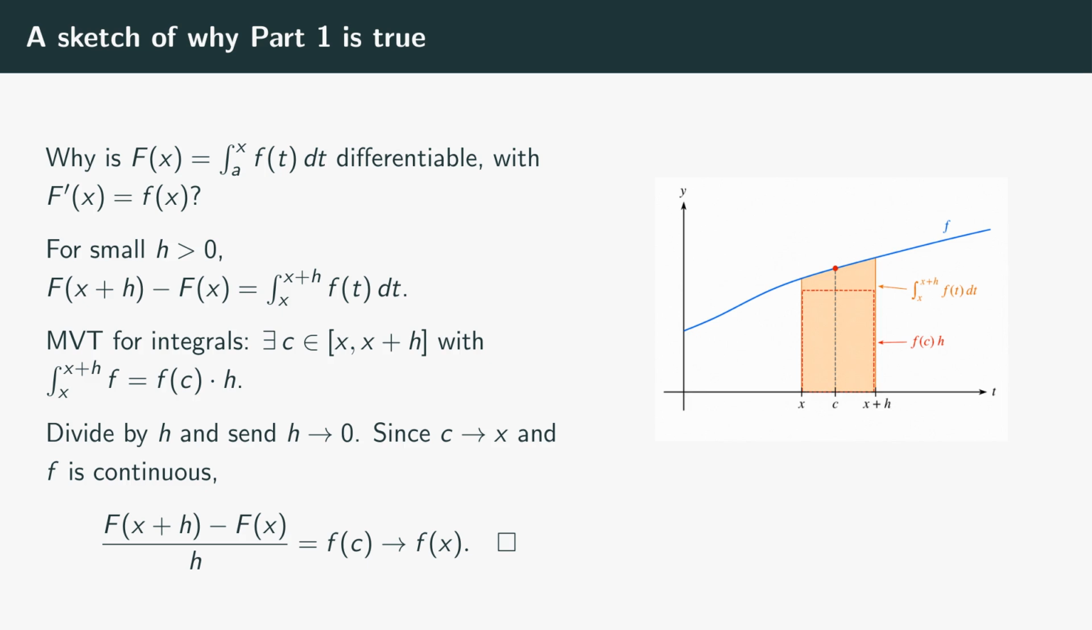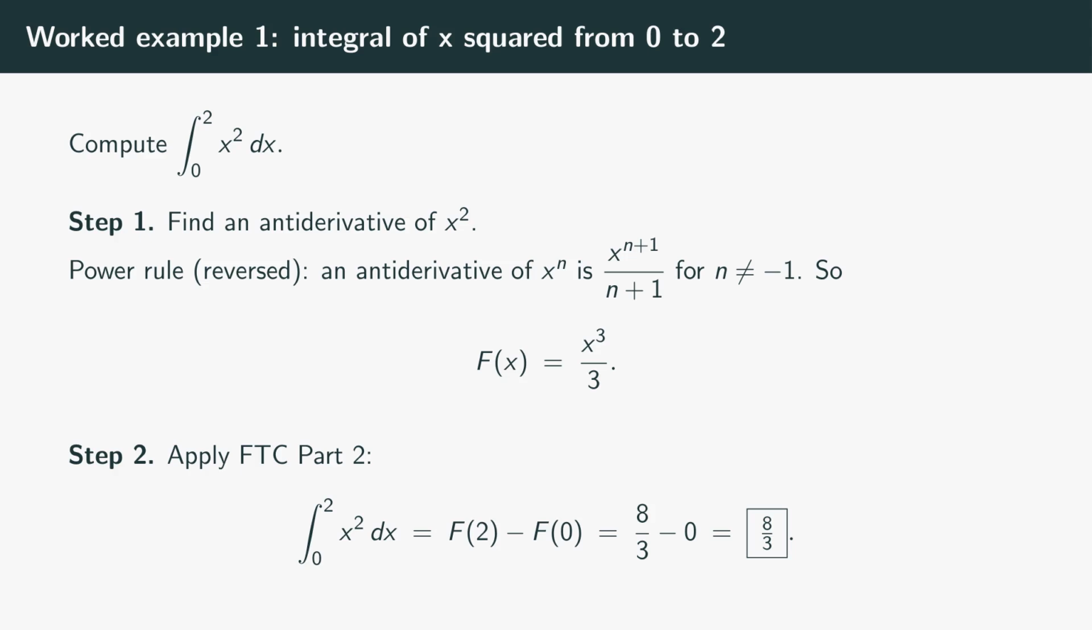3.5 centuries later. First example. Compute the integral from 0 to 2 of x squared dx. First, we need an antiderivative of x squared. The power rule for derivatives says the derivative of x to the n is n times x to the n minus 1, so running that backwards, an antiderivative of x to the n is x to the n plus 1, divided by n plus 1, as long as n is not negative 1, since dividing by 0 is rude. For x squared, that gives x cubed over 3.